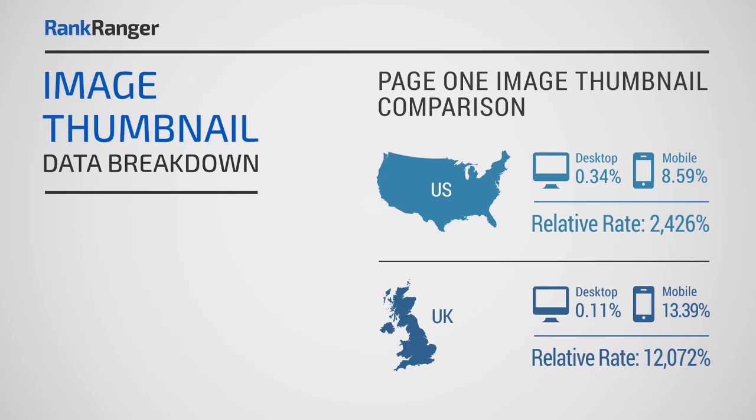Now that number in the UK is 12,000%, but that's not totally the norm. The norm is usually about 5,000%. There was a spike at the end of August that made image thumbnails jump up on mobile relative to desktop. That's why you have that 12,000%. But normally speaking, the increase in the frequency in which Google is showing image thumbnails on mobile relative to desktop out of the UK is about 5,000%, which is still just downright enormous, right?